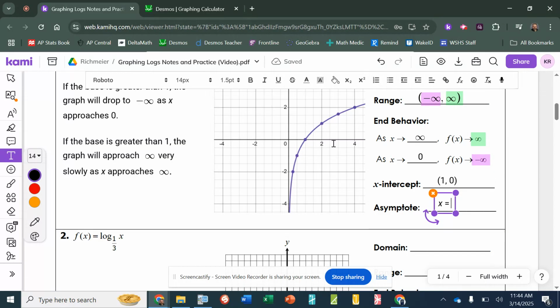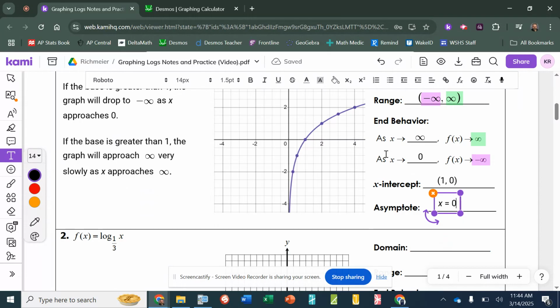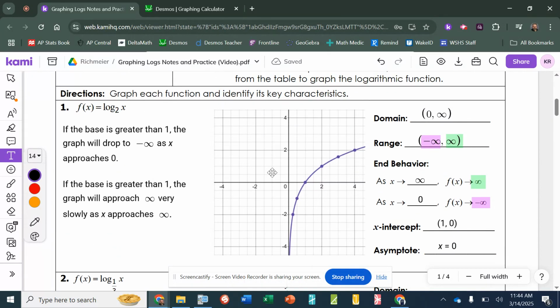If it was a horizontal asymptote, like you probably saw in Math 3, then we'd label it as y equals. But these are always going to be x equals because it's always going to be a vertical. And we're going to list that x value. So what is that limit on x? Well, it's 0. So my asymptote is going to be at x equals 0. And that's it for number 1.